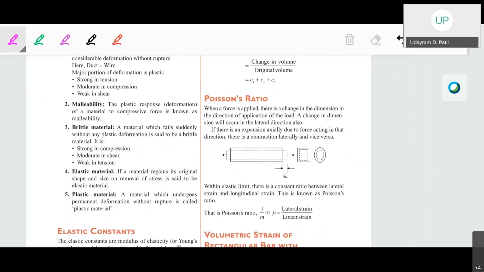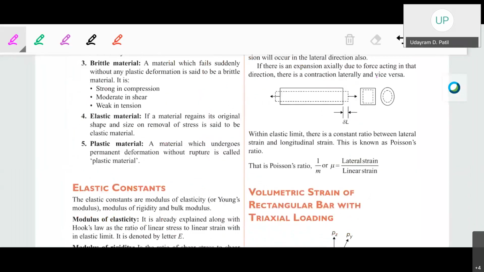Next is Poisson's ratio. We will discuss this Poisson's ratio. Mu is equal to lateral strain divided by the linear strain.